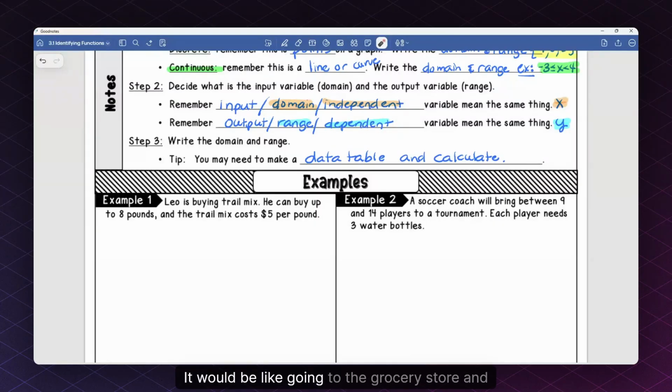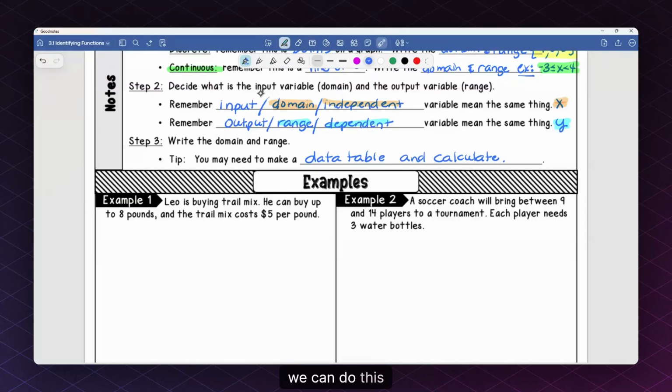It would be like going to the grocery store and buying bananas and it's by weight. You can buy 1.5 pounds of bananas. Because we can buy partial amounts, this is going to mean it is continuous.